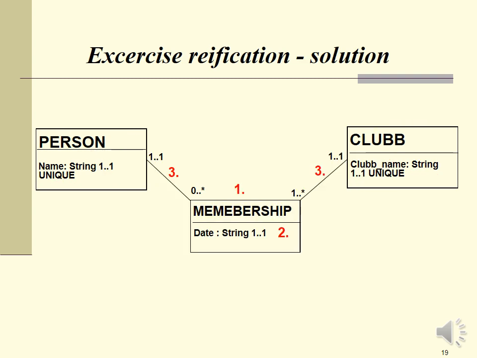So, the solution is to reify the many-to-many relationship between person and club. So we remove the original many-to-many relationship. The many-to-many association is another word for the same thing. And then we create a new class called membership, for instance. And then we can put this attribute that doesn't belong to person, it doesn't belong to club, but it belongs to both, in the new so-called reified class.